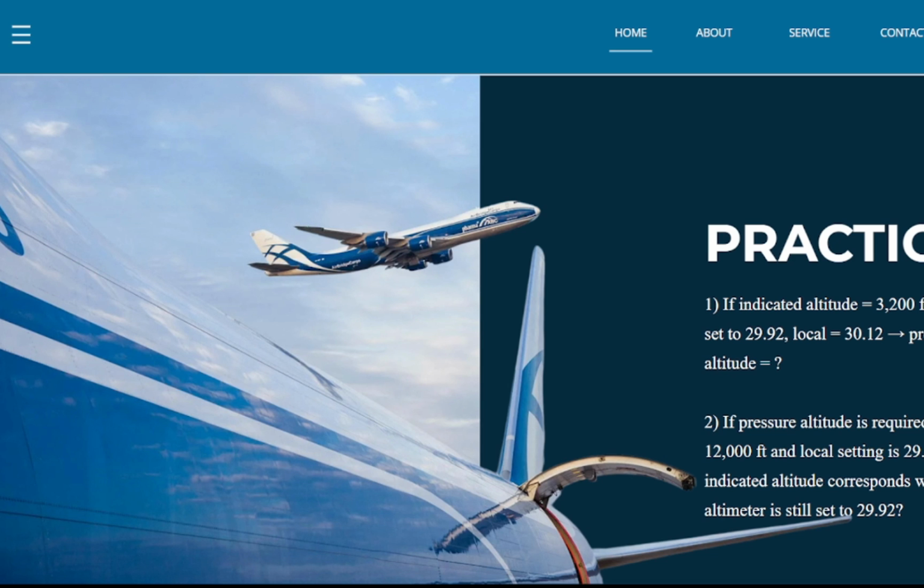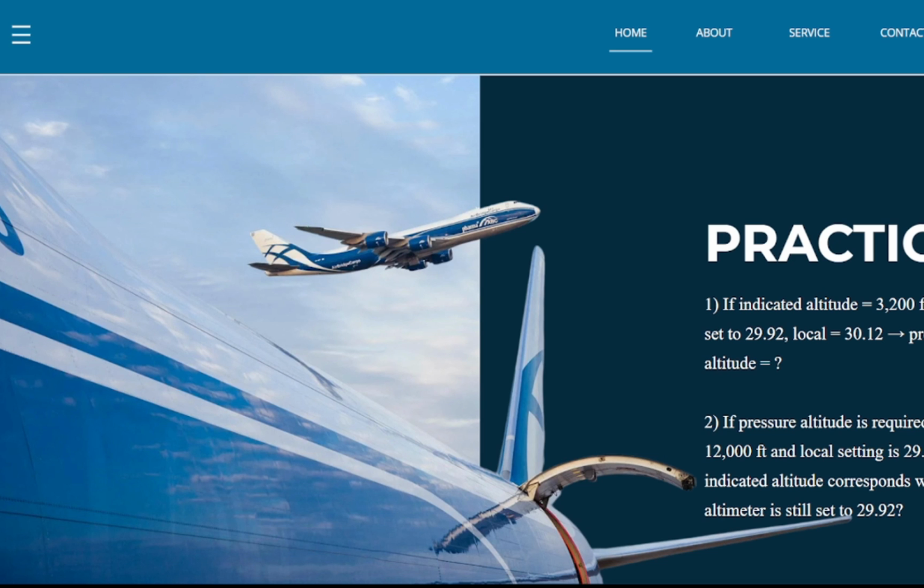Now, doing arithmetic precisely here, super simple. 29.92 minus 30.12 equals negative 0.20 inches of mercury, which we convert to feet by multiplying by 1,000. Remember what we said? We multiply by 1,000, which goes now to negative 200 feet. Add that to the indicated 3,200 feet, and you get 3,000 feet pressure altitude. Bada bing, bada boom. You got it, guys.